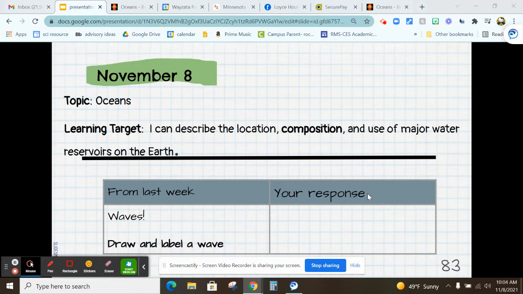So as we start thinking about this, go ahead and pause this video and draw a wave from last week. Draw and then label the different parts. So again, in your digital notebook, draw and label a wave.